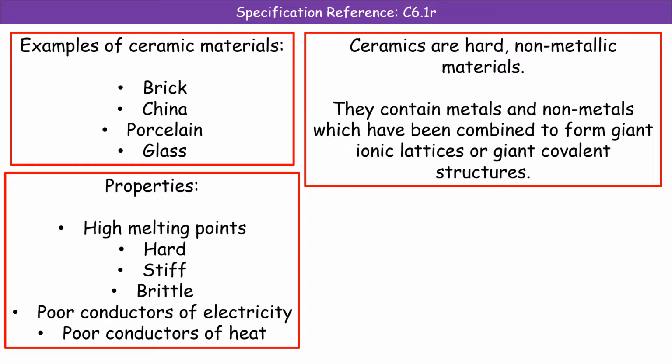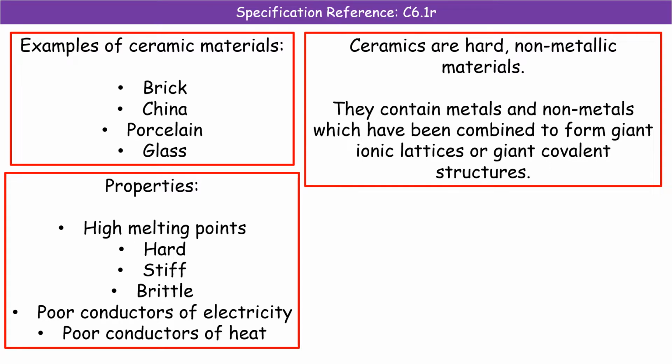When we're talking about ceramic materials, we're talking about brick, china, glass, porcelain, etc. Now, when we think about the key points of ceramics, they're hard, non-metallic materials. They will contain both metals and non-metals that have combined to form a giant ionic lattice or a giant covalent structure, which obviously depends on what it's made of.